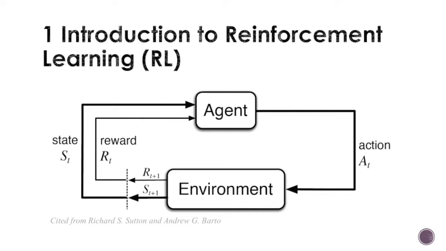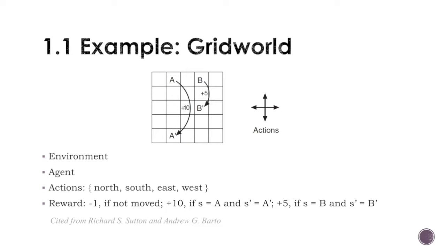Consider the example of grid world, where the whole grid is the overall environment, and the cells of the grid correspond to the states of the environment. At most cells, the agent can take four actions: go north, go south, go east, and go west. The reward is said to be minus 1 if the agent's action results in no changes, plus 10 if the agent reaches special state A prime from A, and plus 5 if the agent reaches special state B prime from B, and 0 otherwise.